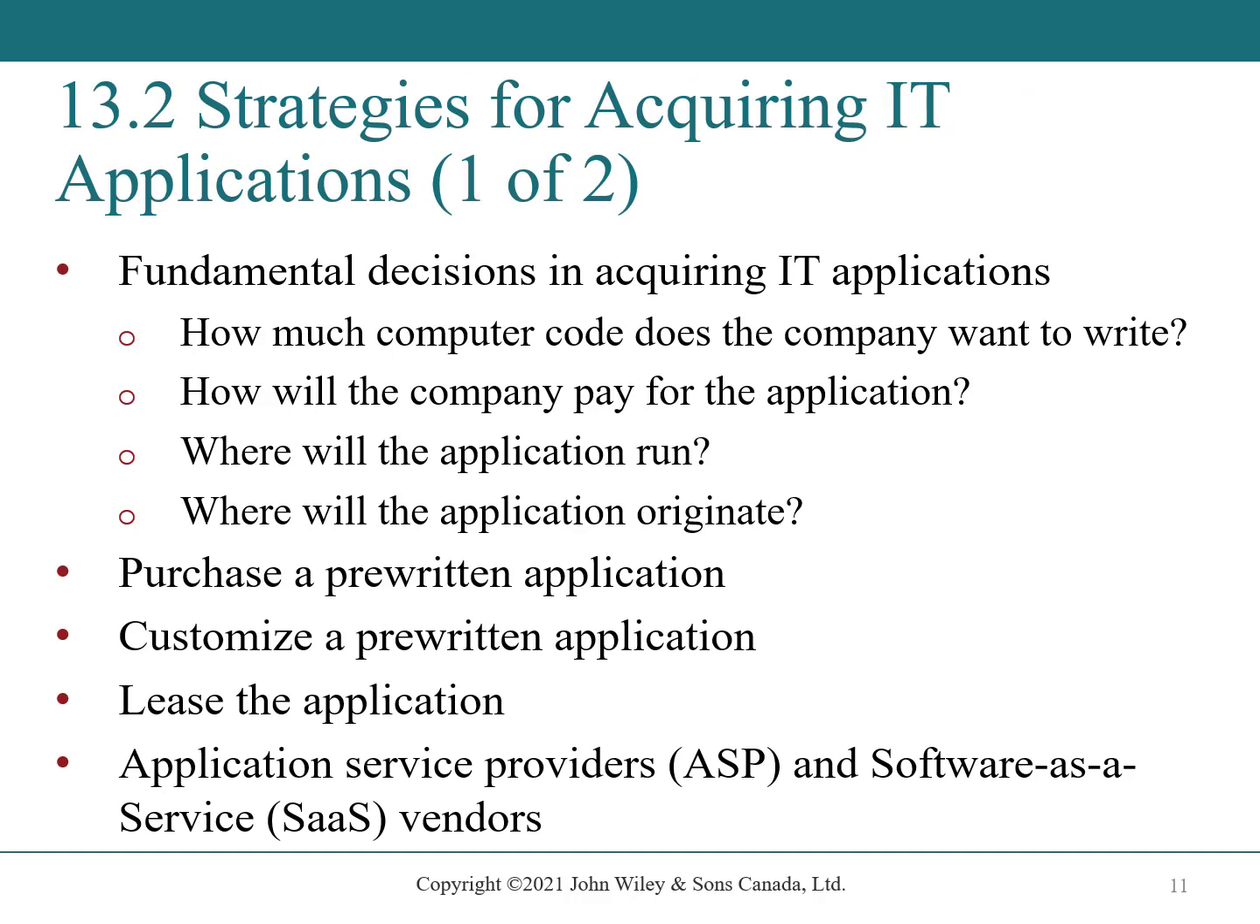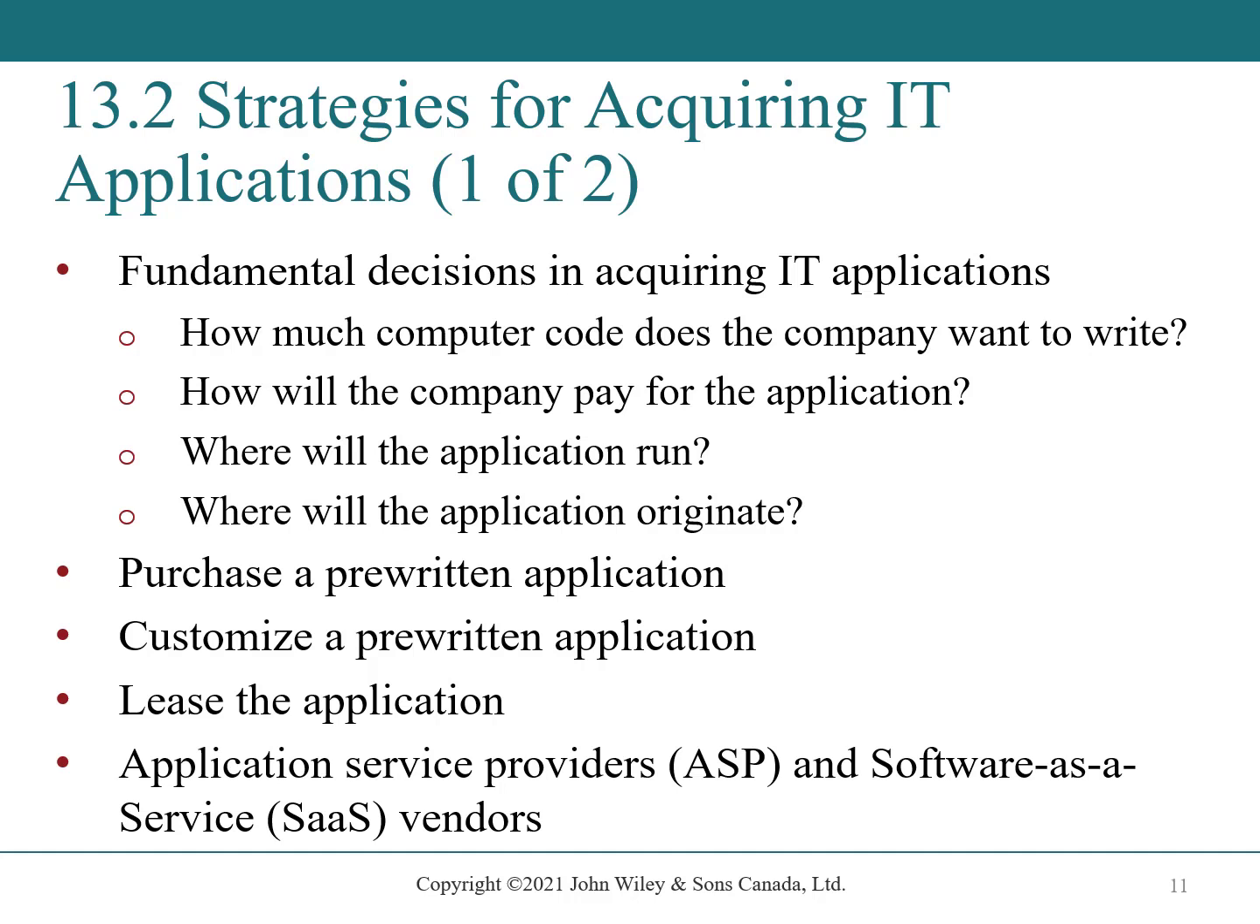Strategies for acquiring IT applications, first of 2. The fundamental decisions in acquiring IT applications are: how much computer code does the company want to write? How will the company pay for the application? Where will the application run? And where will the application originate? A company can choose to write all, some, or none of the application. If they choose to write none of it, that means, of course, that they're going to be purchasing the application.